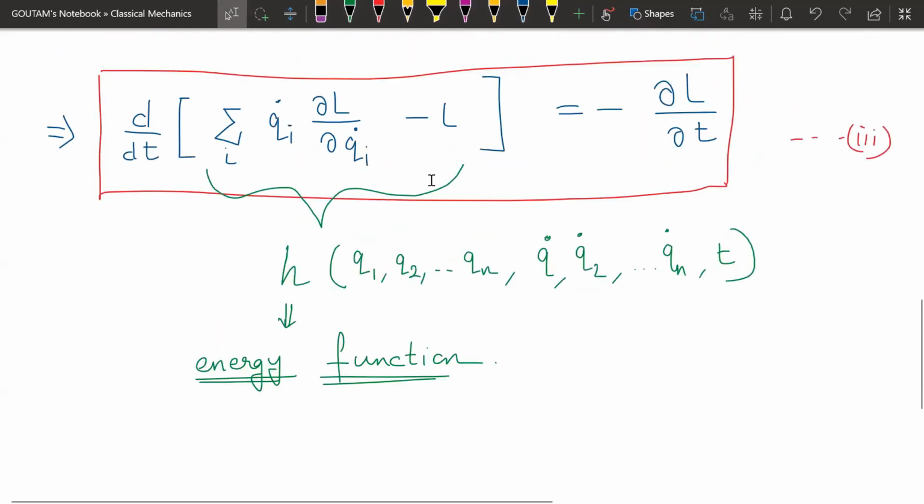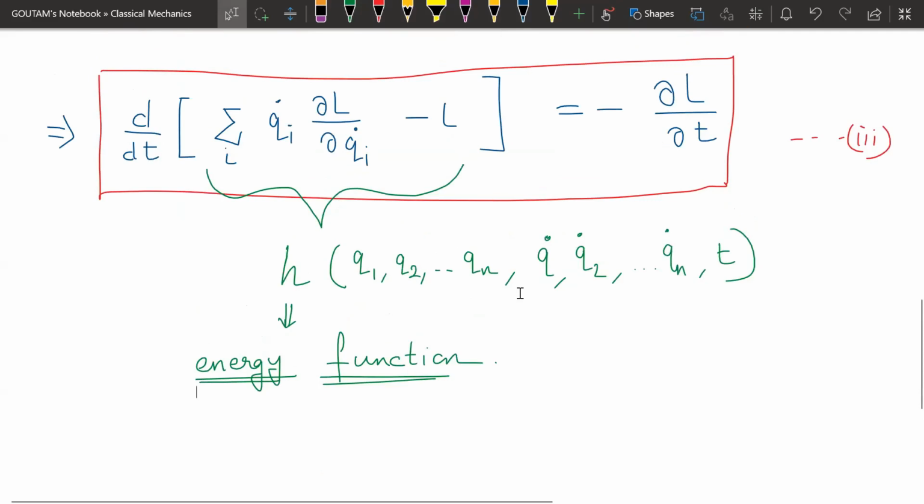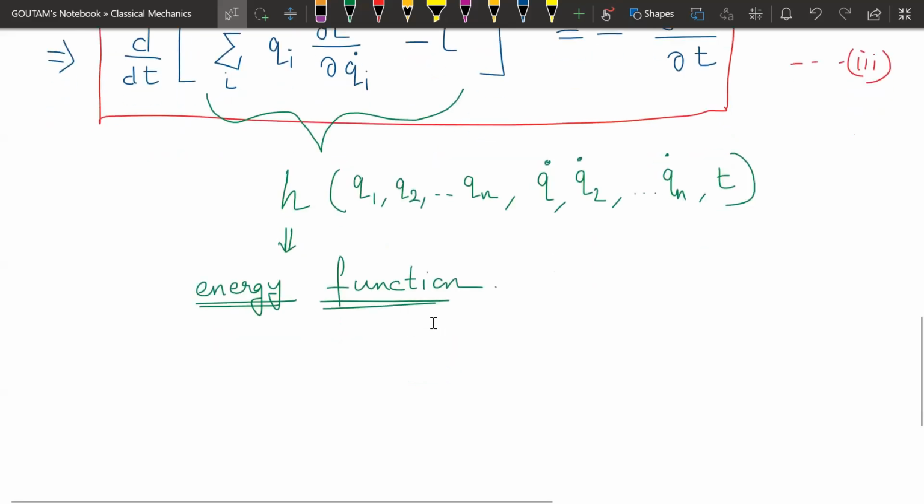So if you look at this expression, it is the same as the Hamiltonian of the system. The Hamiltonian is written as H, but we are not calling it the Hamiltonian, though the expression is the same. It's because we are writing this energy function as a function of generalized coordinate, generalized velocity and time. In case of the Hamiltonian, the expression will be the same, but we will write it in terms of generalized coordinate and its conjugate momentum. So that's the difference. We are just choosing different variables to write it. Otherwise, the expression is the same. We will talk about the Hamiltonian at the end.